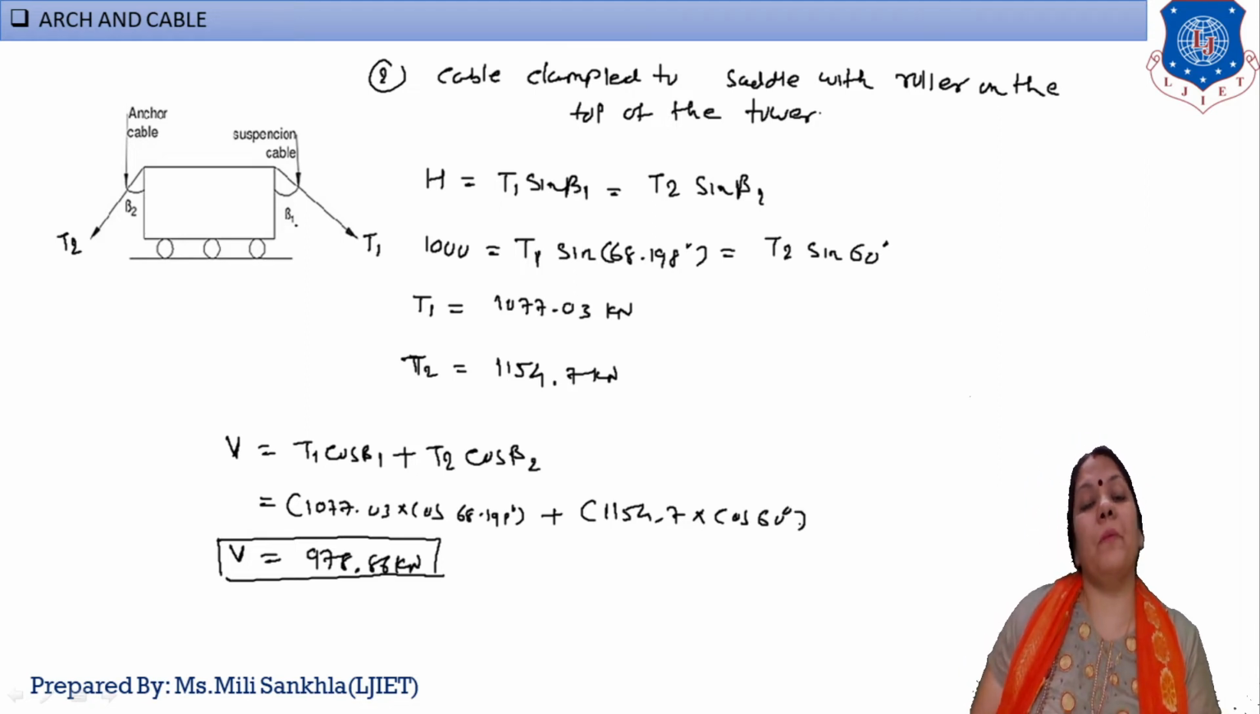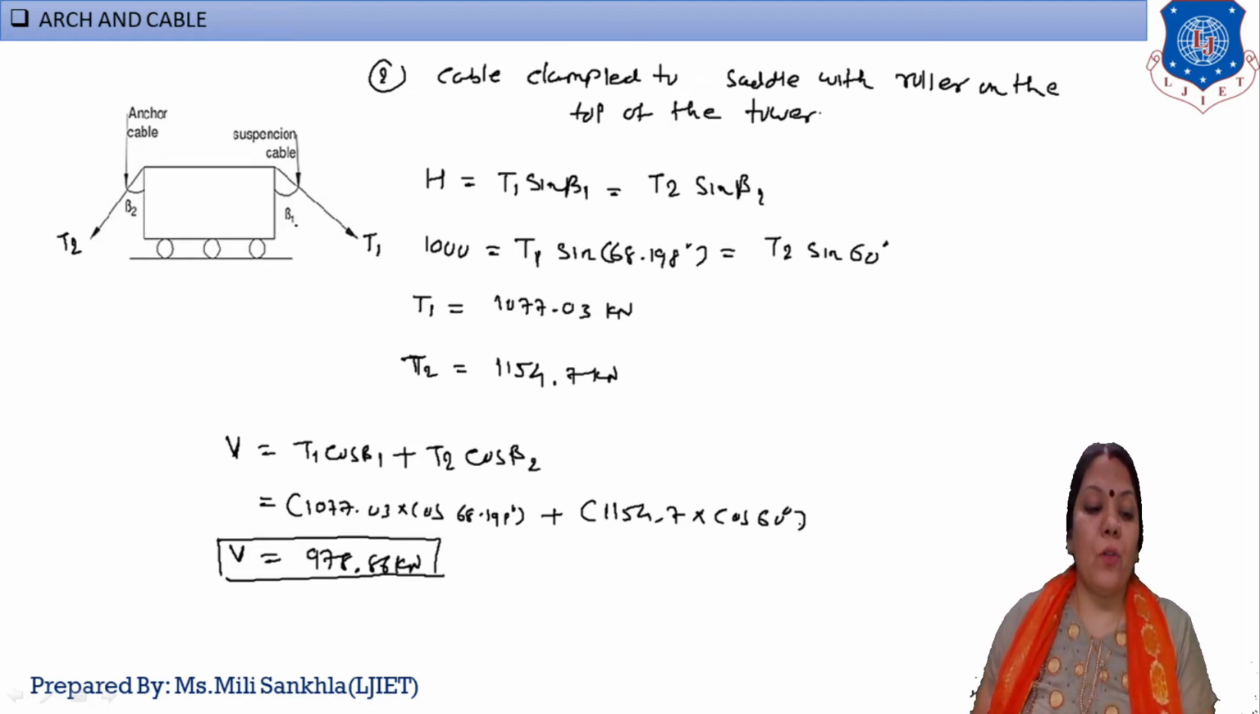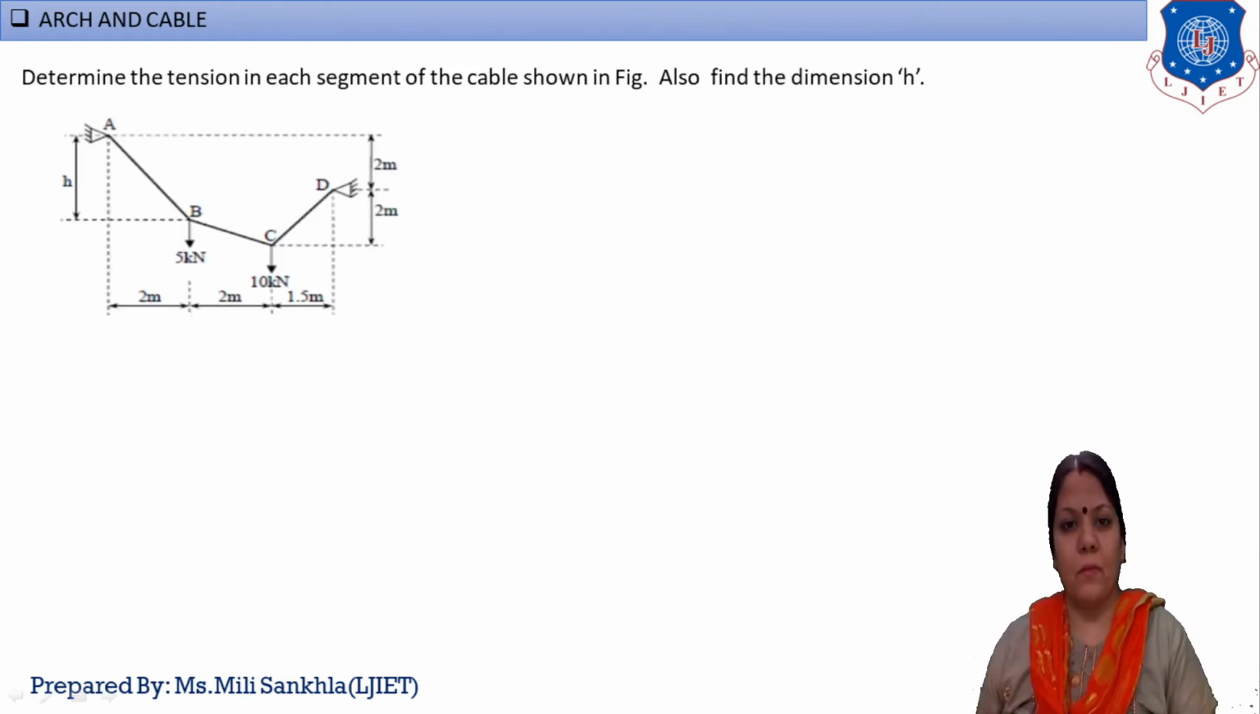Here we solve the example of cable. In this example, cable is mounted first on a guided pulley and second on a saddle mounted on the roller support. Now we solve our second example of cable, that is for unequal level. Here we solved two examples of cable, but both cables were at the same level. Now in this example, cable is clamped at two unequal levels.